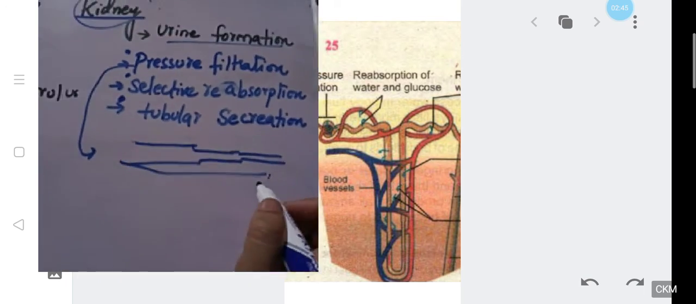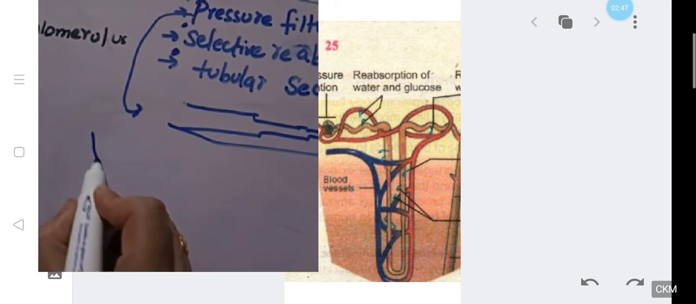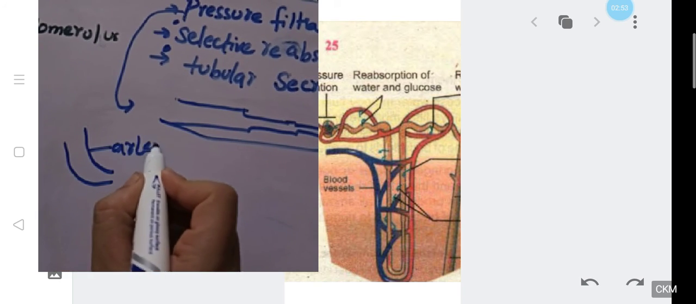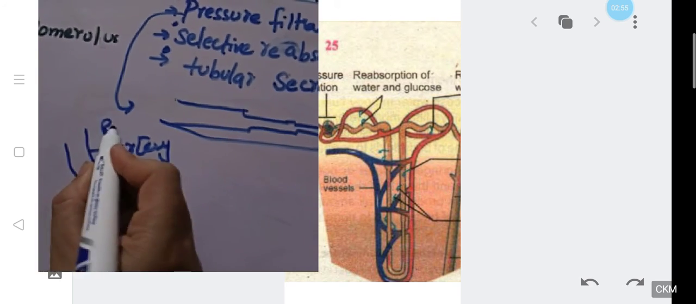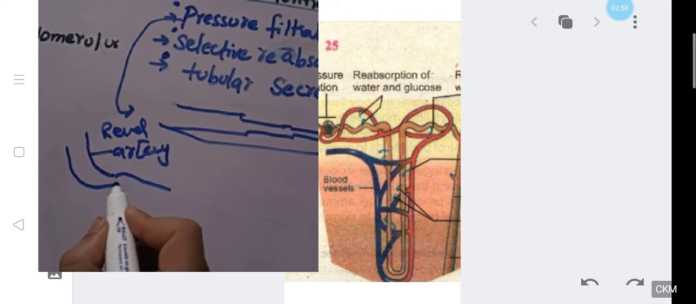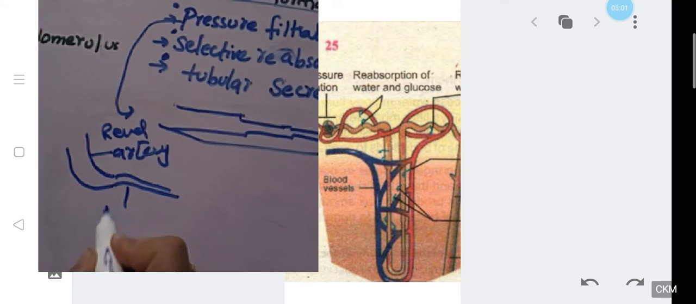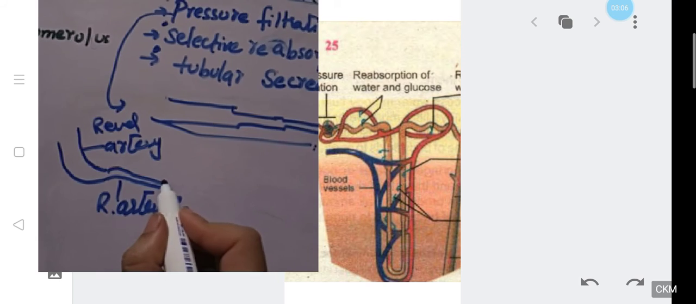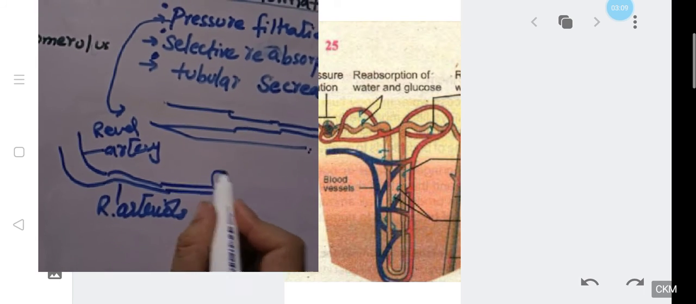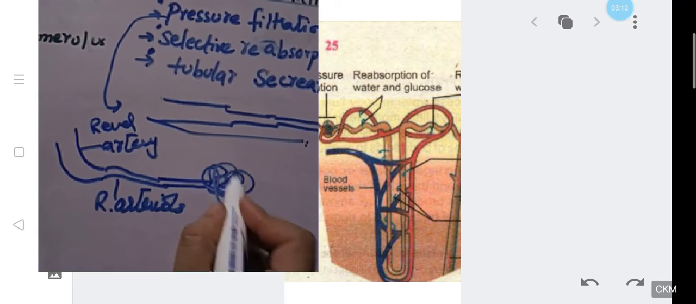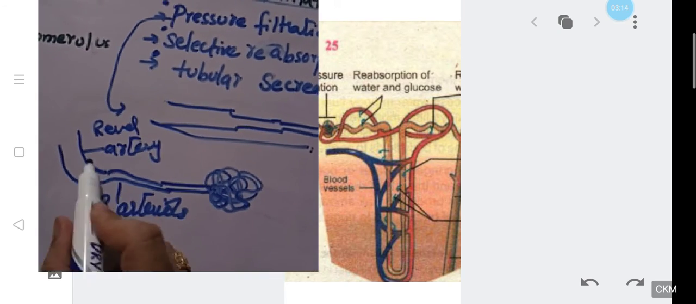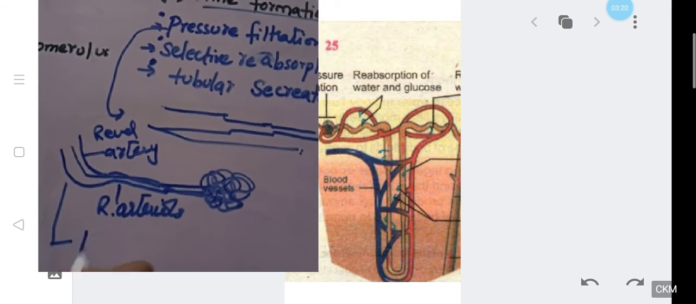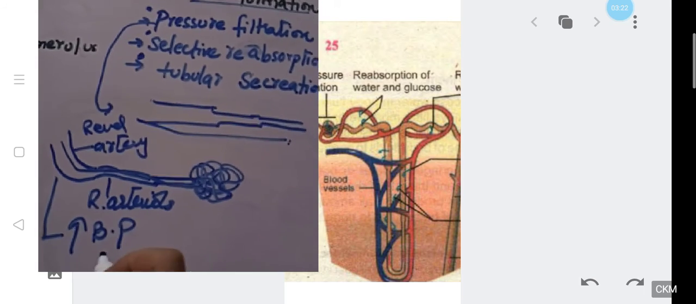So by this rule, when the blood is entering from the arteries, the largest blood vessels, the renal artery to the renal arterioles, and from the renal arterioles it enters the network of capillaries, that is known as the glomerulus. Now here what is happening: from the large area to the small area and to a very small area, the blood pressure is increasing.